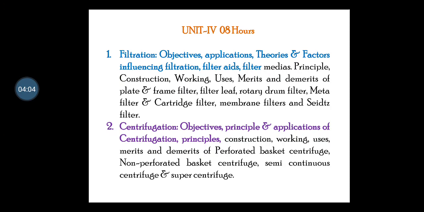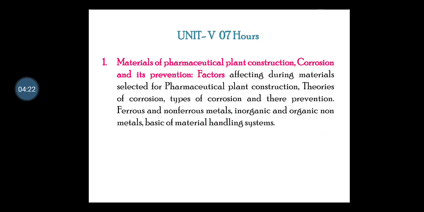In unit 4, we will look at filtration and centrifugation, and 8 hours is the weightage for this unit. Out of these, filtration we have done in the first year. And last is unit 5, which has 7 hours weightage. In that, the materials of pharmaceutical plant construction, corrosion and its prevention, and different factors will be covered. So this is all about the flashback of your pharmaceutical engineering syllabus, which we discussed in depth yesterday.